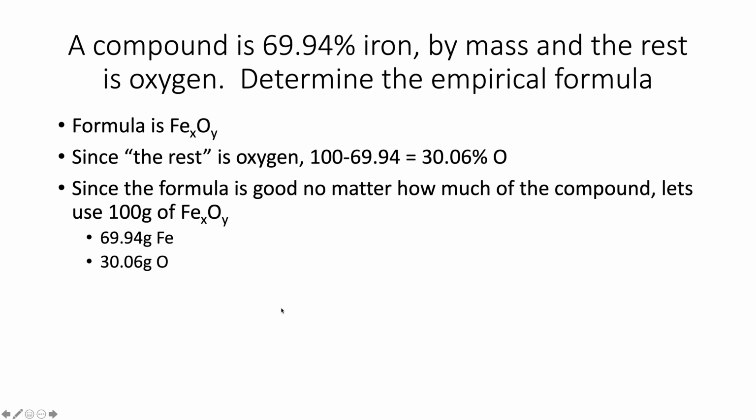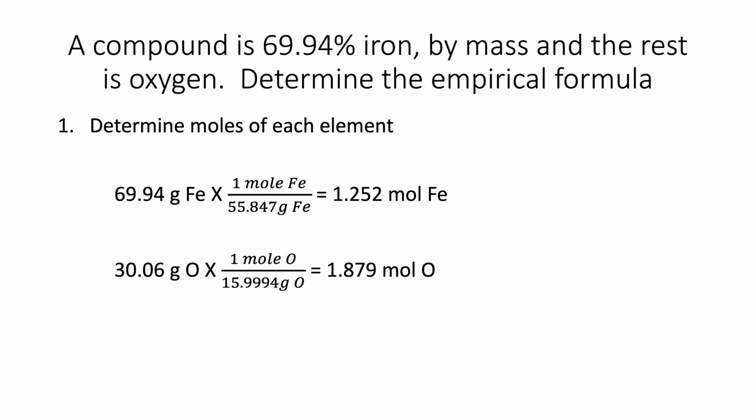All right, so let me go through the steps. The first step, so these numbers correspond to that previous slide, is determine the moles of each element. So we've done a whole bunch of that. In the compound, we have 69.94 grams of iron. We use the molar mass, so there's 1.252 moles of iron. And for the oxygen, similarly, 1.879 moles of oxygen. So if we stopped here, the formula would be Fe1.252 O1.879. And that is the correct ratio, but we can't have fractional.